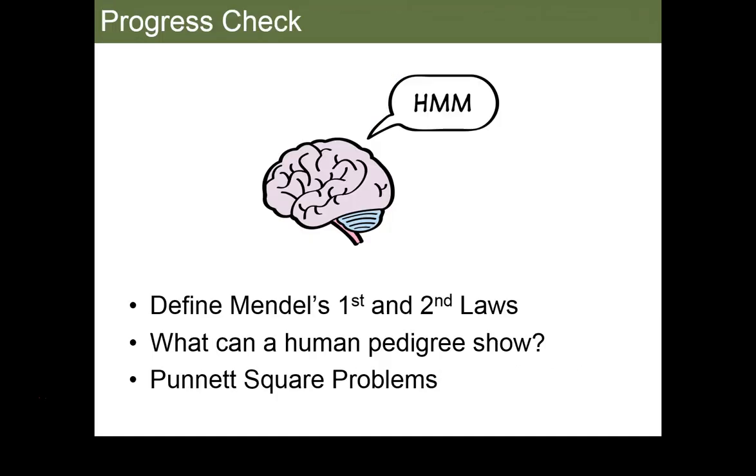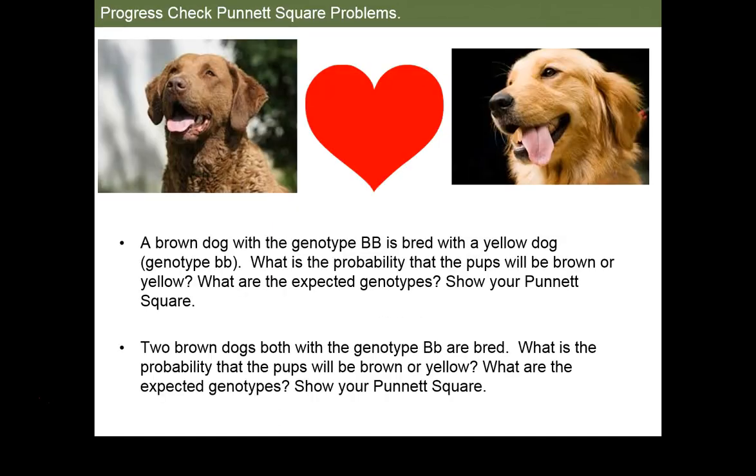Okay, here's our last progress check. The last question asks you to do a Punnett square, which you can see on the last slide. Here's the Punnett square problem about dog breeding. Do your best to answer these questions.